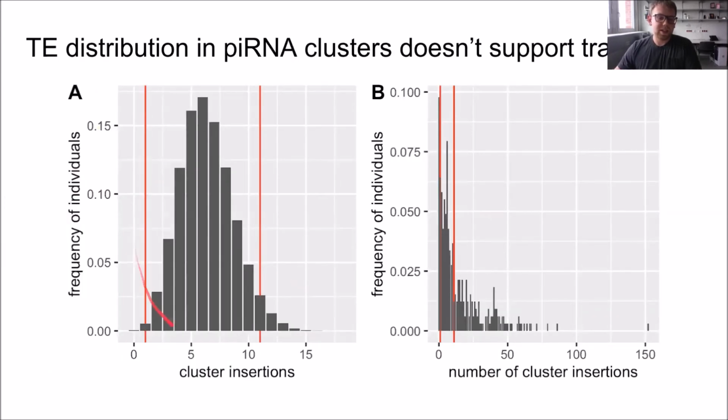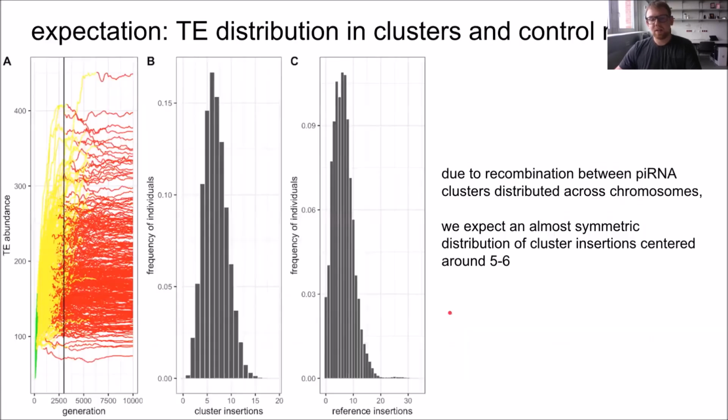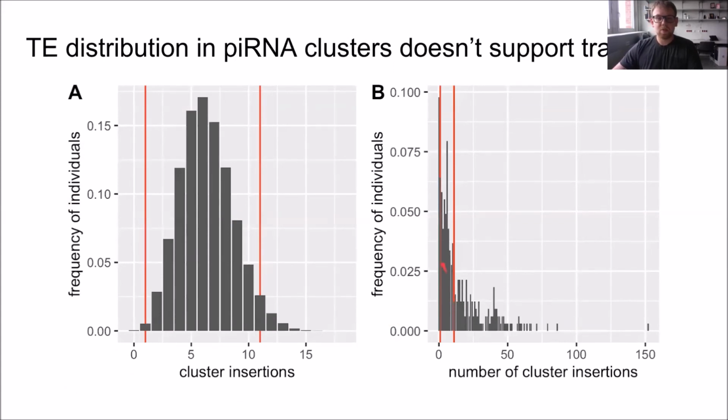And here you can see again the expectation of cluster insertions, where we have in red the 98% quantile range of all the individuals, and here the observation in the real data in our melanogaster lines. Again, with the quantiles based on the expectations, we see that the distribution looks very different from our expectation, where we have substantial numbers of individuals without certain cluster insertions, or also individuals with many cluster insertions. So an overabundance of cluster insertions. And this is our hint that maybe the trap model is not really applicable to the silencing of TEs.